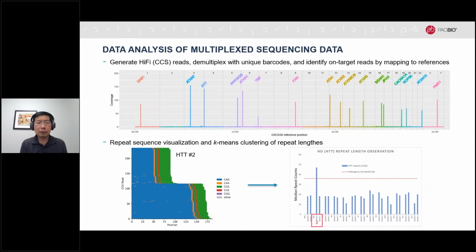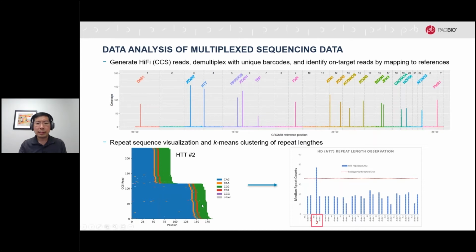To look for repeat expansion in the sequencing data, we can generate what we call waterfall plots, so we can visually look at the data to identify sequence interruptions and also repeat expansions. But to make the process of identifying repeat expansions easier, we used a k-means clustering algorithm to cluster the sequencing reads into 2 repeat length bins.